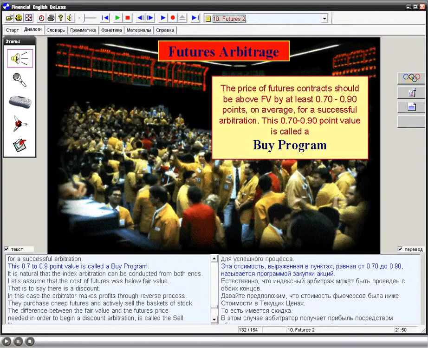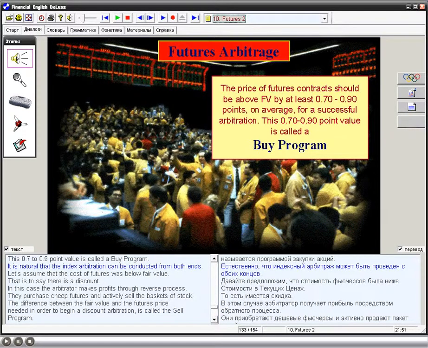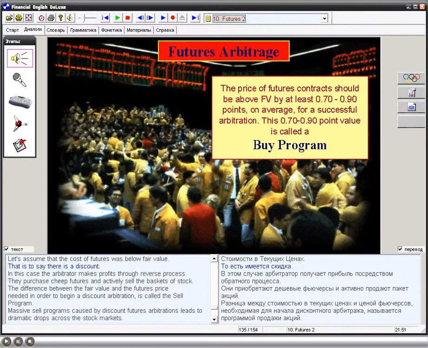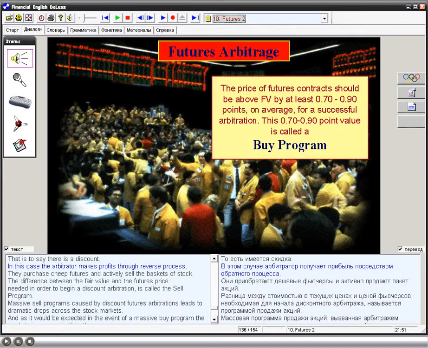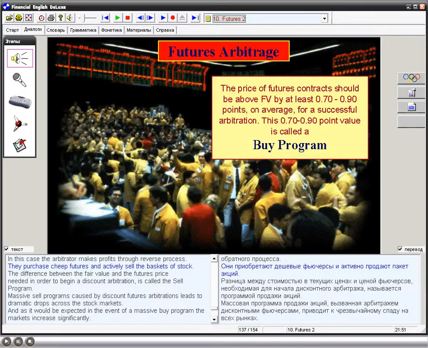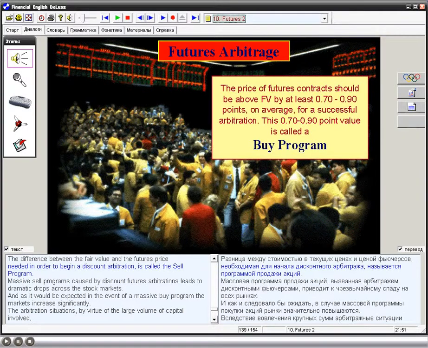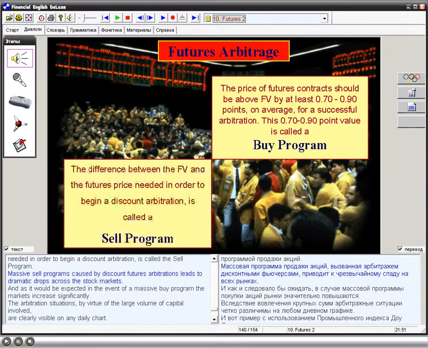This 0.7 to 0.9 point value is called a buy program. It is natural that the index arbitration can be conducted from both ends. Let's assume that the cost of futures was below fair value. That is to say, there was a discount. In this case, the arbitrator makes profits through a reverse process. They purchase cheap futures and actively sell the baskets of stock. The difference between the fair value and the futures price needed in order to begin a discount arbitration is called the sell program.